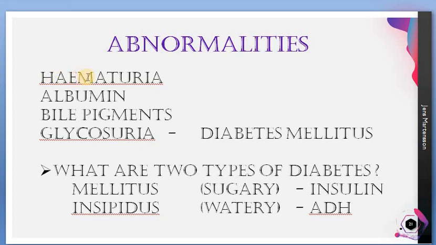Heme, H-A-E-M, heme. Heme means, yes, you're right, it's blood. Hemoglobin is a protein found in blood, right? So hematuria is in urine. Traces of blood or blood particles may be there. Blood cells or blood may be there in the urine. So when the person is urinating, traces of blood may also be there. That is known as hematuria.